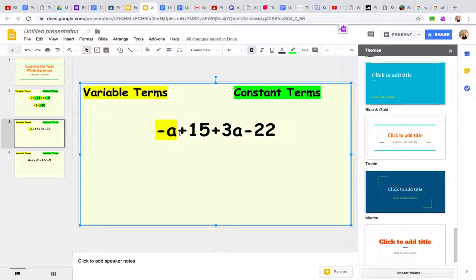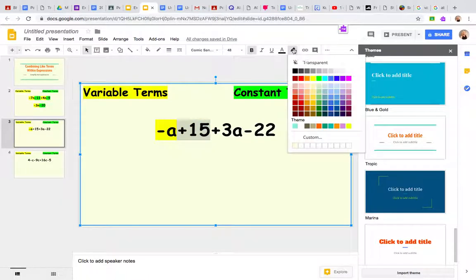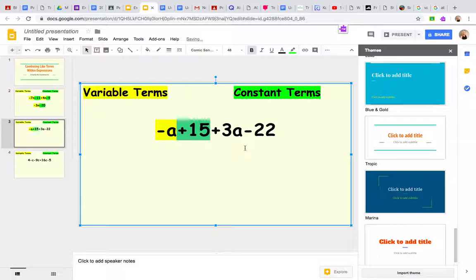Okay, moving on, we have plus 15. I can see that it has a plus sign before the 15 and directly after, so that tells me that it's a term. And since it doesn't have a variable, I know it's a constant term. So I'm going to highlight that green.